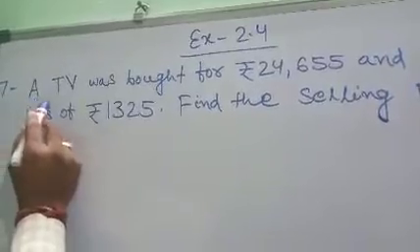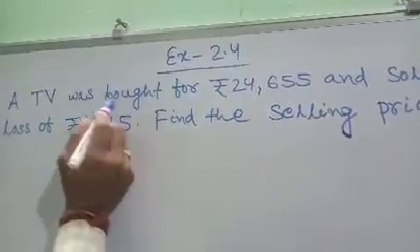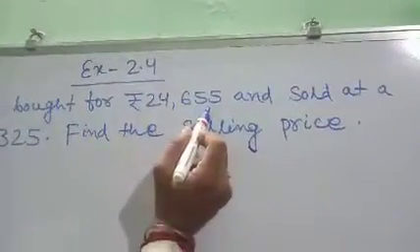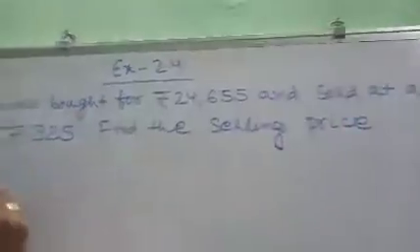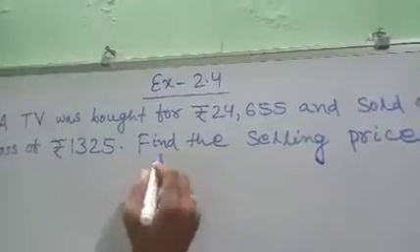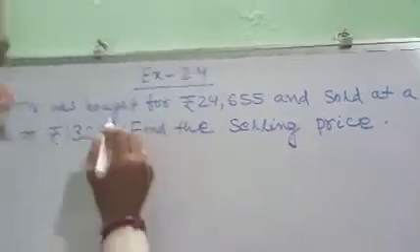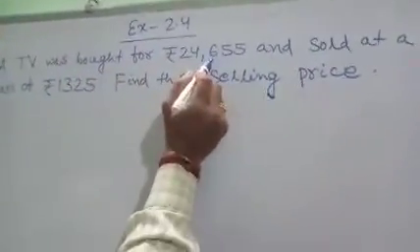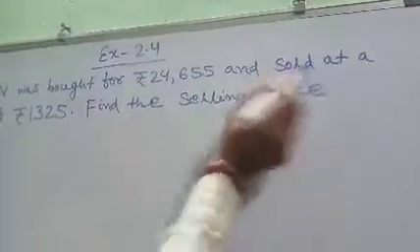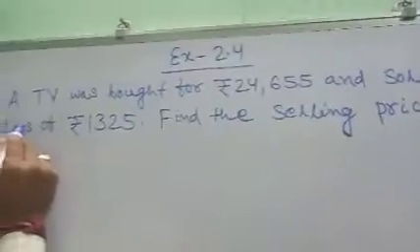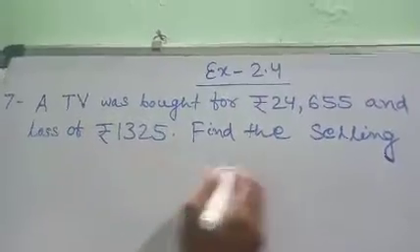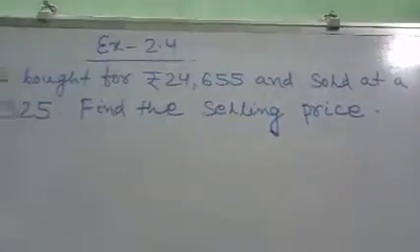A TV was bought for 24,655 rupees and sold at a loss of 1325 rupees. Find the selling price. Here it is given bought. Bought means the cost price. The cost price of the TV is 24,655, and sold at a loss of means loss is given, 1325 rupees. We have to find the selling price or SP.